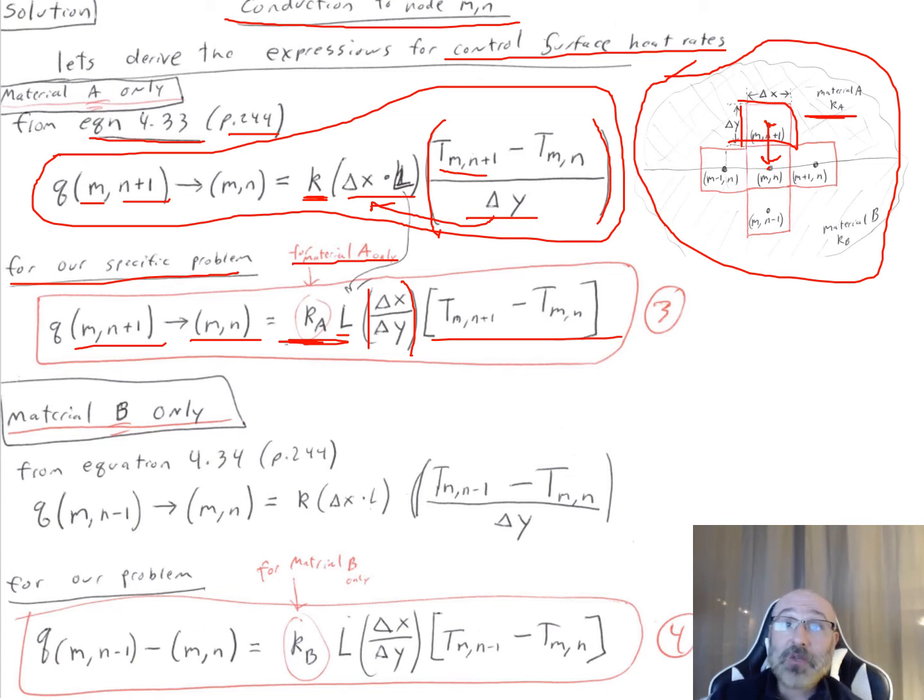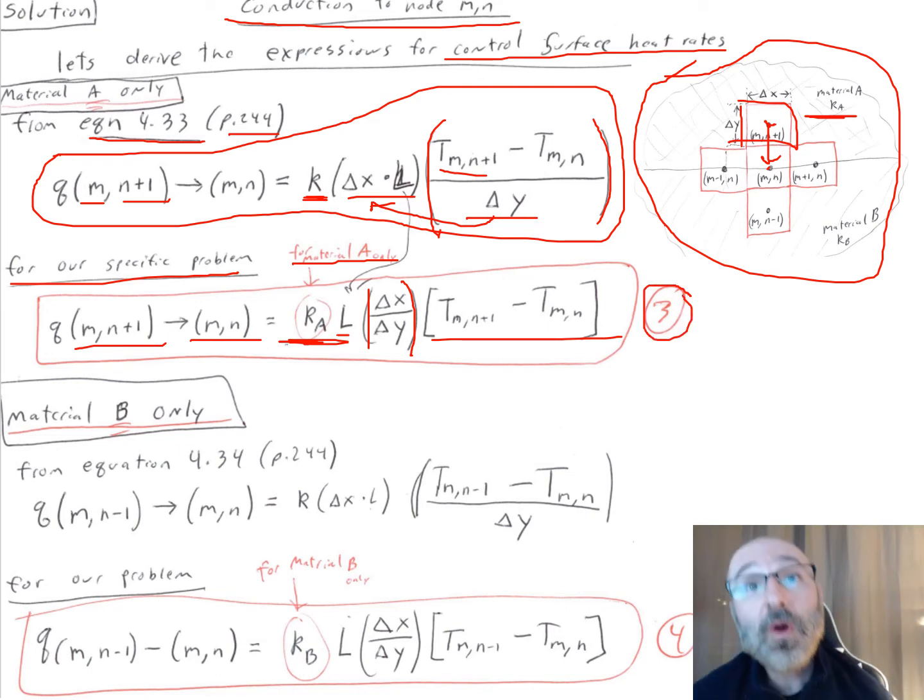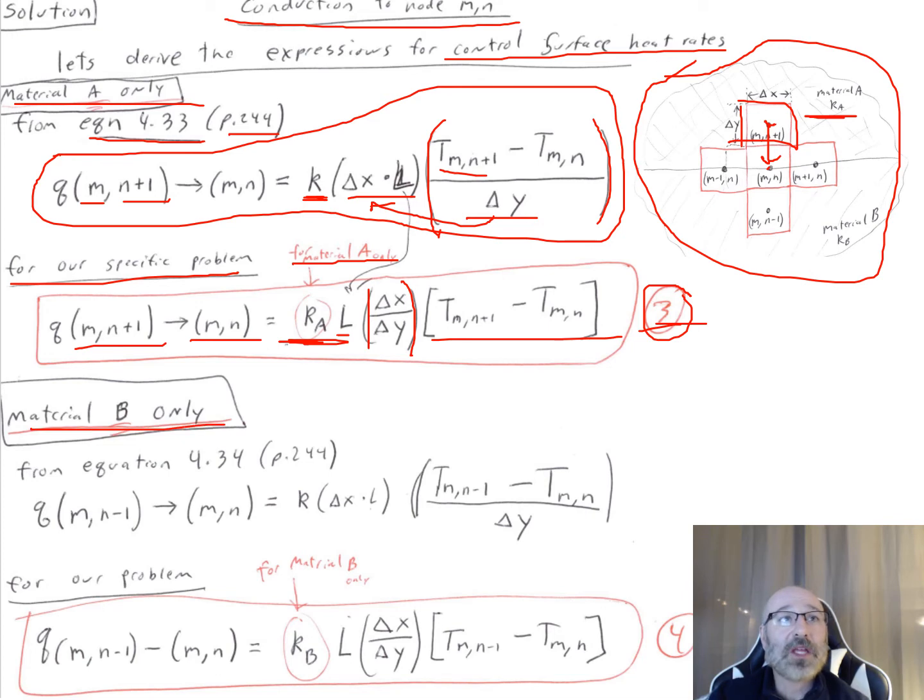Now if we go back to our setup page, this is the expression we needed to solve for number 3. So if we've done that now for node number 3, next we want to do this for material B only. So this was for material A only for expression number 3. Let's do this now for material B only.